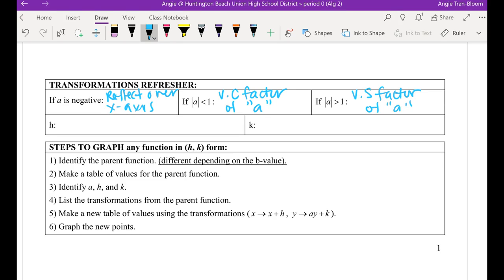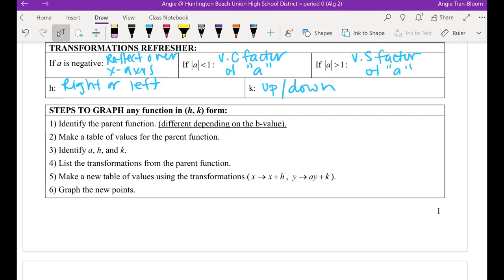H is either to the right or left. How do we know what goes right? Positive h is right, negative h is left. K is either up or down. And same thing, positive k goes up, negative k goes down. Okay. So these are just the guidelines, okay?